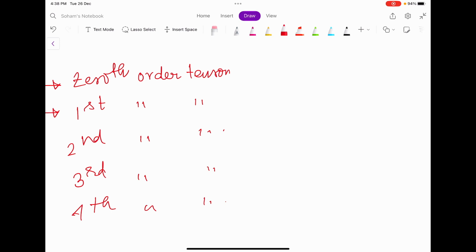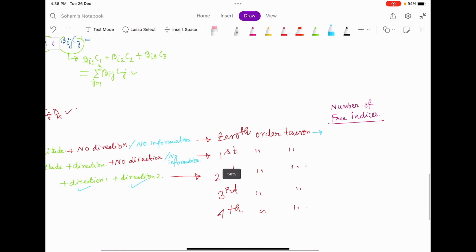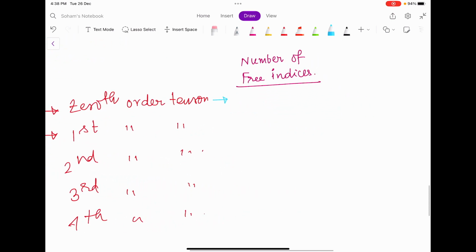So a zeroth order tensor will have how many free indices? This is the first question. So the number of free indices: a zeroth order tensor will have no free indices, because a free index means another piece of information, right?